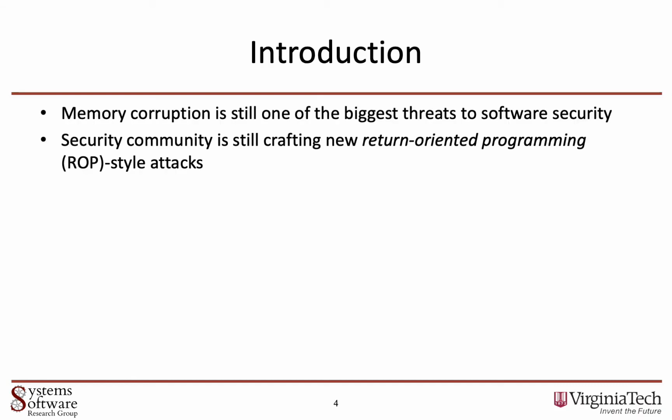Memory corruption is still one of the biggest threats to software security. For applications written in native languages like C and C++, it's still possible for attackers to exploit buffer overflows or redirect pointers and references to arbitrary locations in memory in order to attack vulnerable applications. The security community is still crafting new return-oriented programming style attacks, which reuse existing code and stack locations to attack target applications.